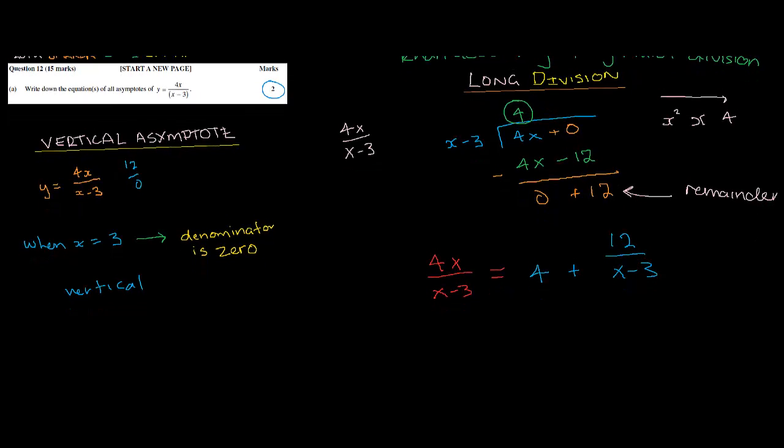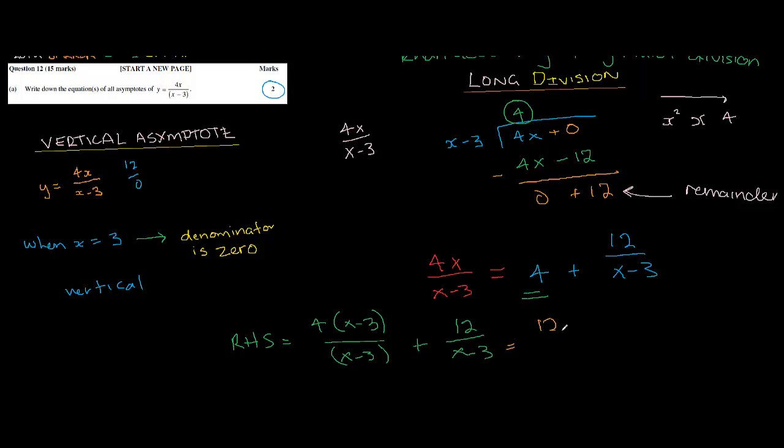And just to really make you satisfied with the fact that this red and blue expression are equivalent, I'm going to rewrite the right-hand side. I'm going to make a common denominator, so 4 times x minus 3 all over x minus 3. You can tell these x minus 3 will cancel, and we'll just be left with 4, so this is the same as this 4, plus 12 over x minus 3. Beautiful.